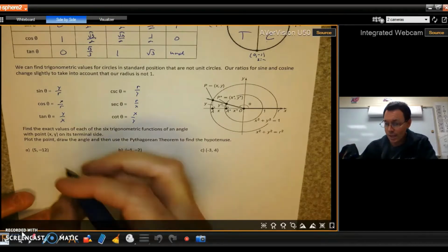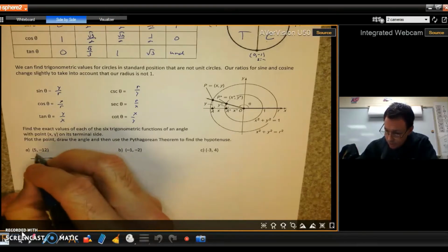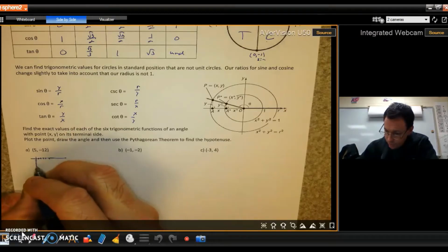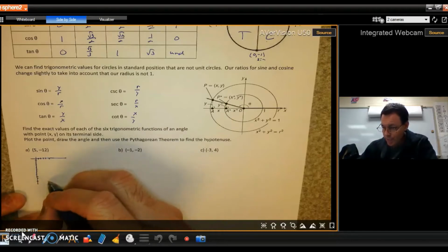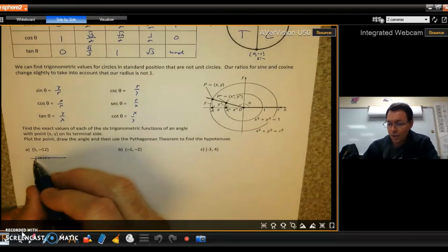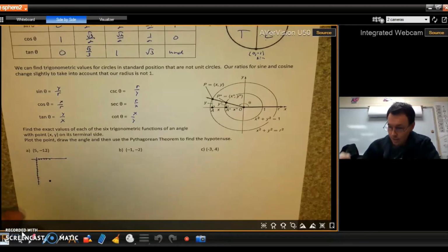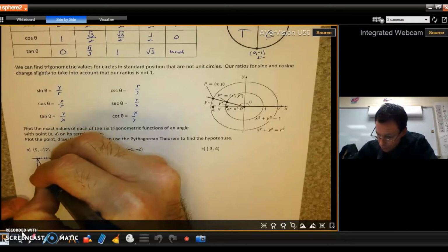So let's actually draw what this is going to look like. So 1, 2, 3, 4, 5, and then I'm going to go 1, 2, 3, 4, 5, 6, 7, 8, 9, 10, 11, 12. So I'm going over and then I'm going down. This is my point. It is an ordered pair in space. Do not go 5 and put a point, negative 12 and put a point, and then connect those and get a triangle. It'll mess everything up. That's our point. This is an angle that goes through that point.